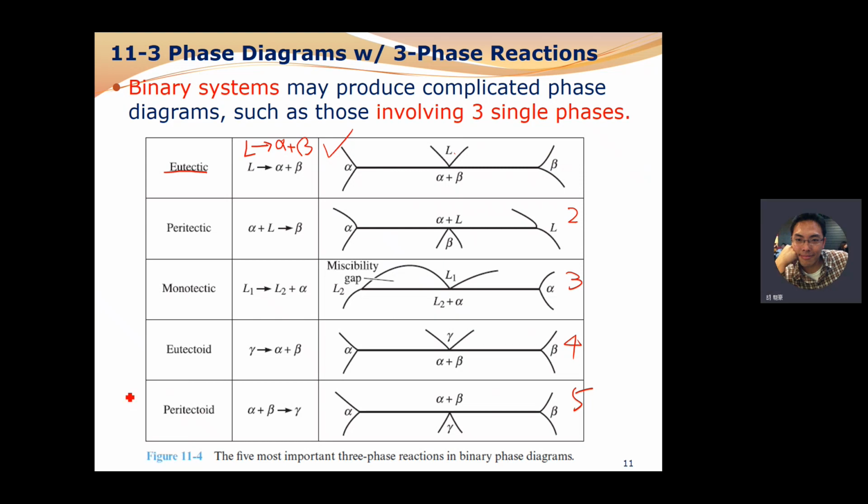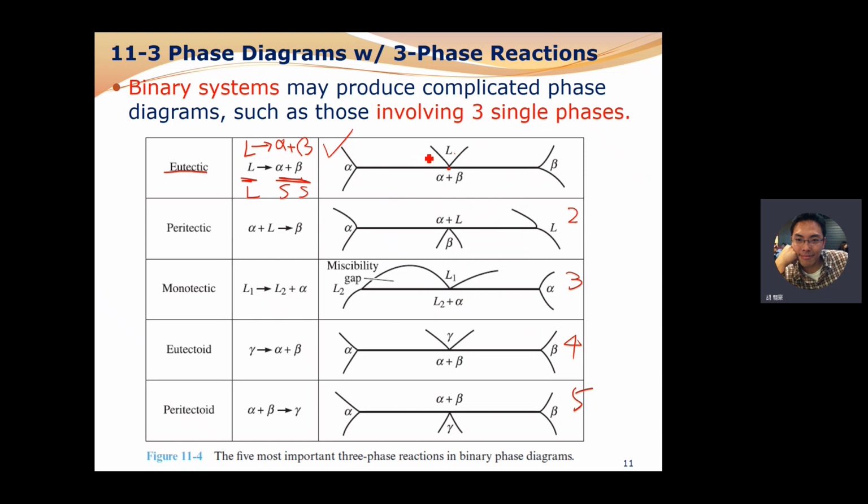So as I already mentioned, the eutectic reaction is that the liquid phase transfers into two solid phases, right? Liquid to solid and solid. So which point? Here, right? Here, this point. Therefore, we want to find out the eutectic reaction.